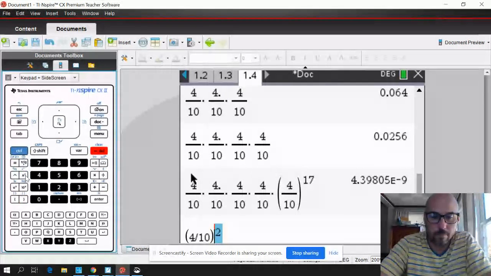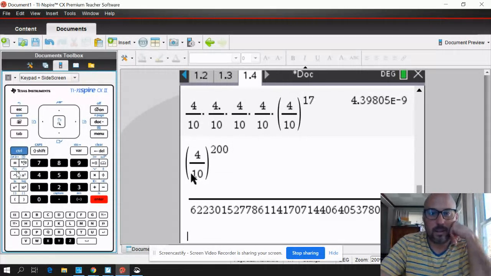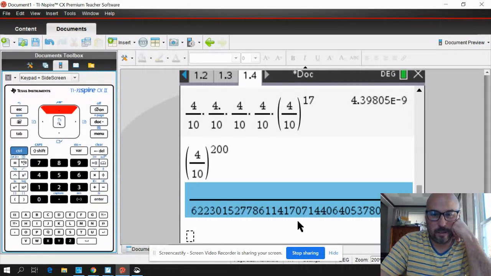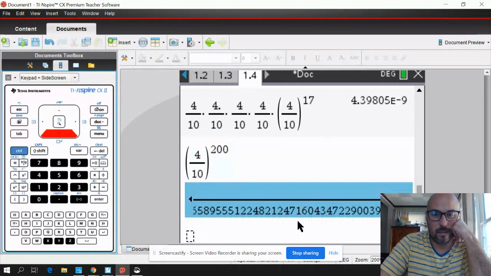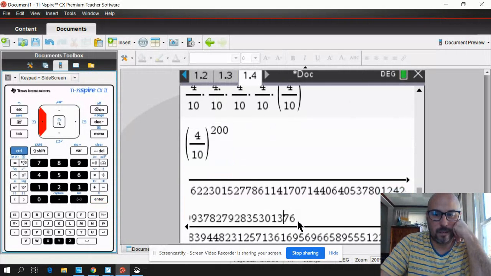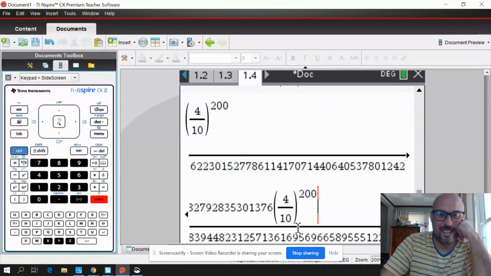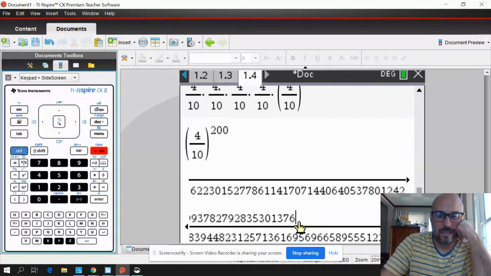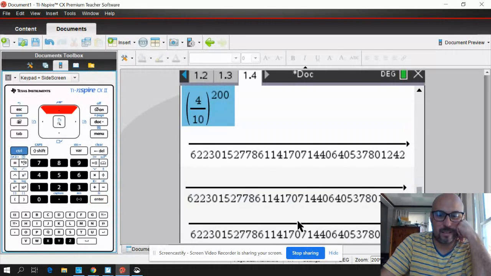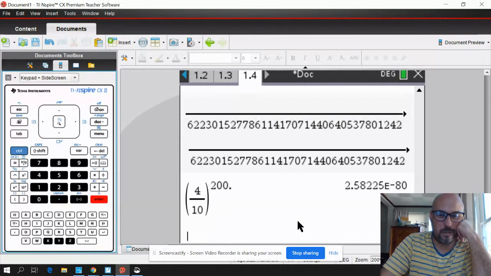Whoops. Oh, what happened here? Oh my gosh, I forgot to. This is the fraction. So let me put a decimal. With Inspire, if you put a decimal in your problem, it'll convert it to a decimal.